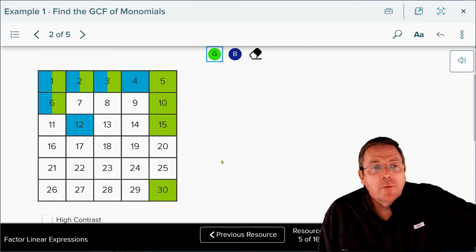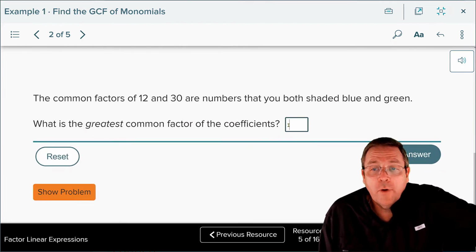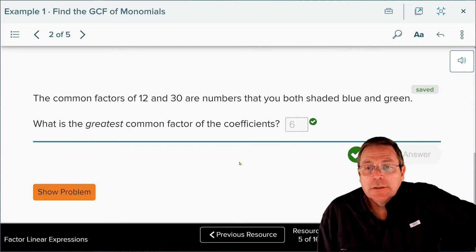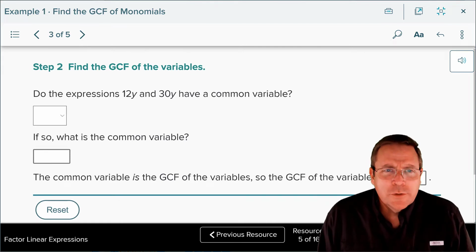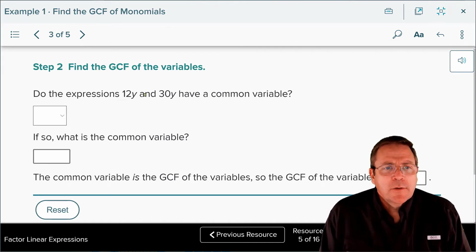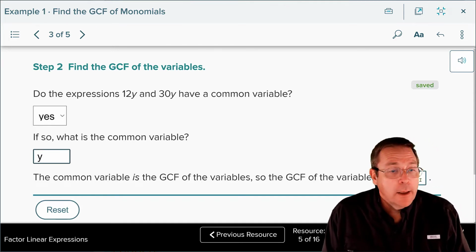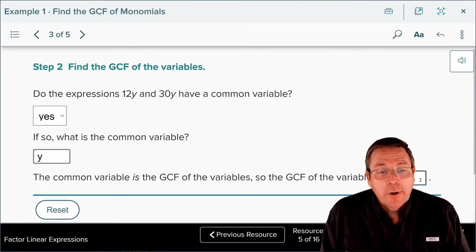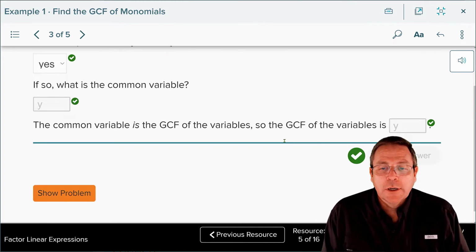When you look at those, what do they have in common? They have a 1, a 2, a 3, and a 6 in common. Of those numbers, the greatest is 6, so 6 is your greatest common factor. The next question the textbook asks is, do the expressions 12y and 30y have a common variable? And the answer is yes. And what is that common variable? Y. Therefore the greatest common factor of the variables is y, and check your answers, and all those checked as well.